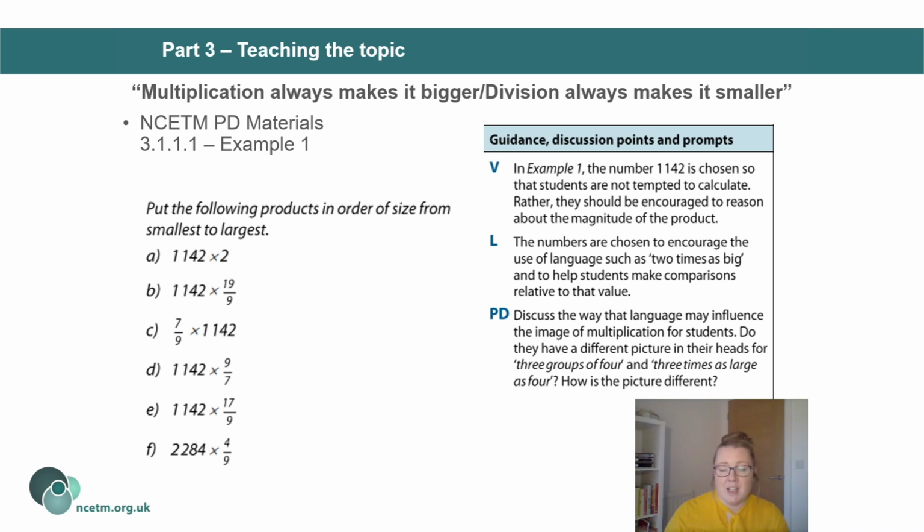In the variation section, it's highlighted that the number 1142 is picked purposefully so that students don't calculate. It's really important here that the students are thinking about relative size of the multiplier rather than what the answer is. The language here is also really important, and this harks back to the things that they were looking at in Key Stage 2, looking at things like 2 times as big or twice as many.